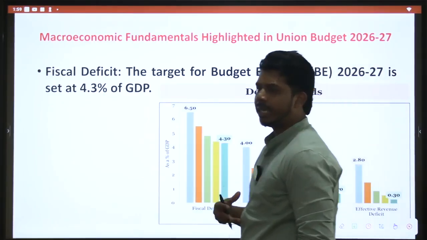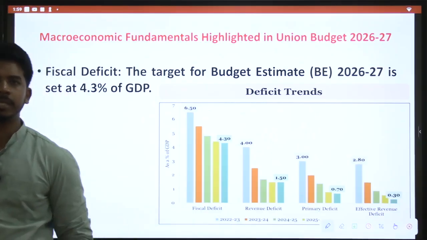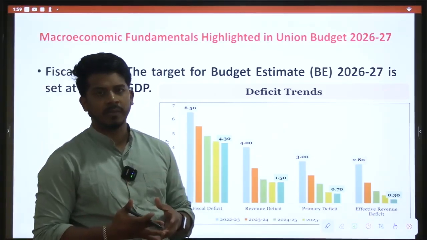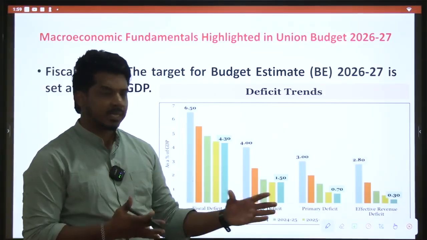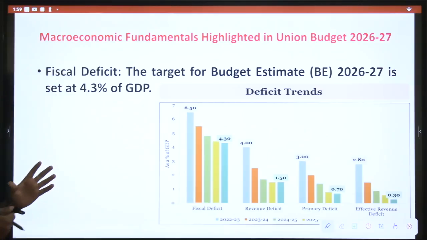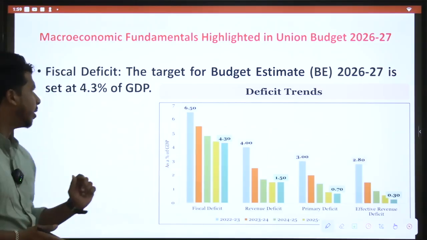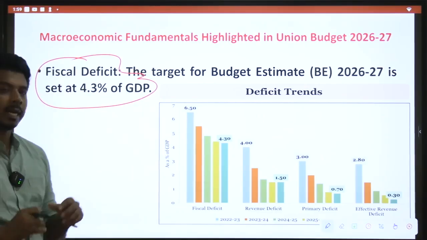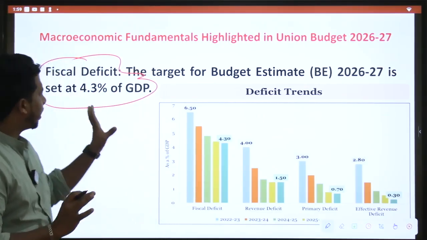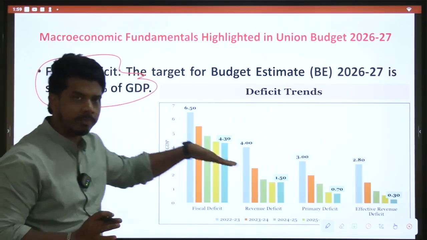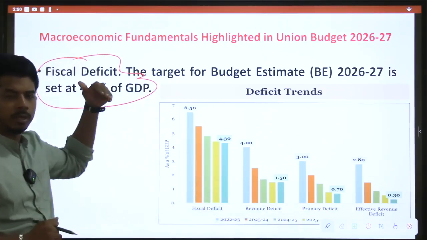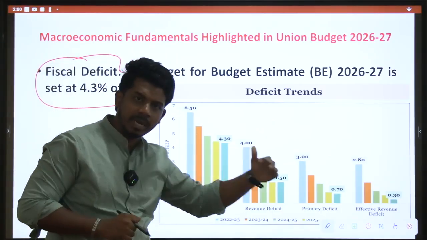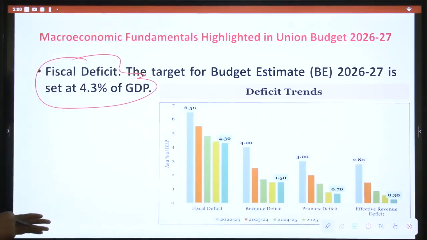So again, these macroeconomic fundamentals are given in the budget. We have seen the macroeconomic fundamentals discussed in the economic survey. What about the macroeconomic fundamentals discussed in the budget? The budget says for the upcoming financial year, the target of fiscal deficit is 4.3% of GDP. So already we came to 4.4%. Now next year it is 4.3%. So I am continuing with my glide path. I told you the glide path at the beginning. We started from 9.2, very high, and are reducing gradually.